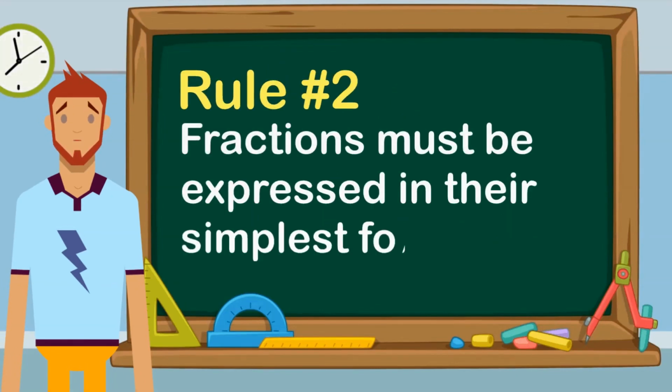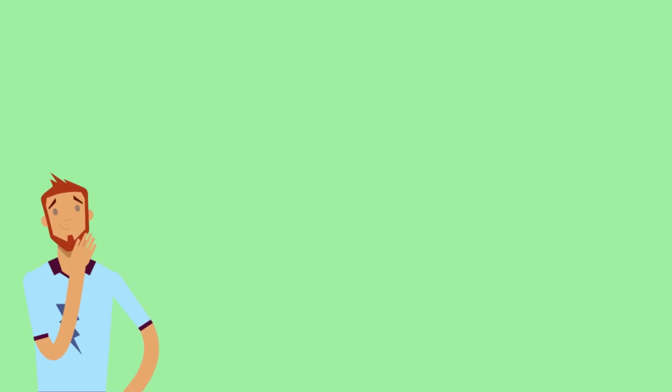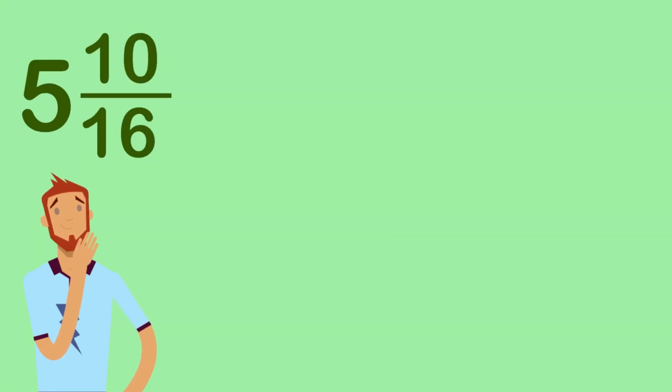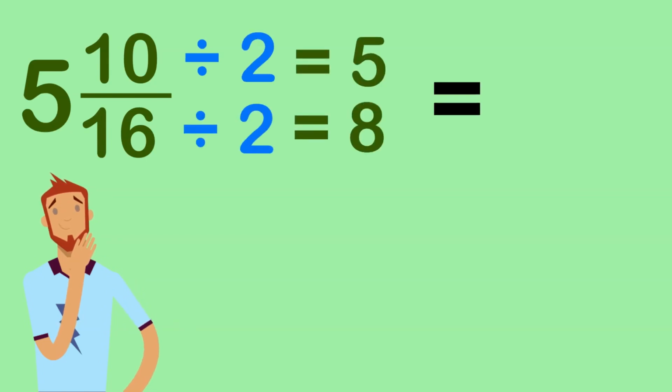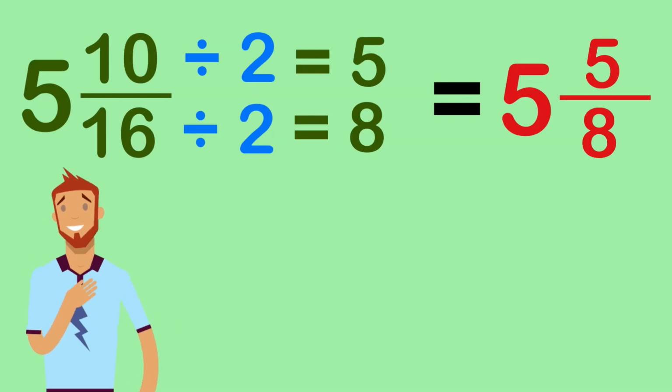Rule number 2. Fractions must be expressed in their simplest forms. How do we simplify fractions? It's easy. We can see that 10 and 16 are both even numbers. If we divide both the numerator and the denominator by 2, we get 5 and 8. Therefore, our final answer is 5 and 5/8.